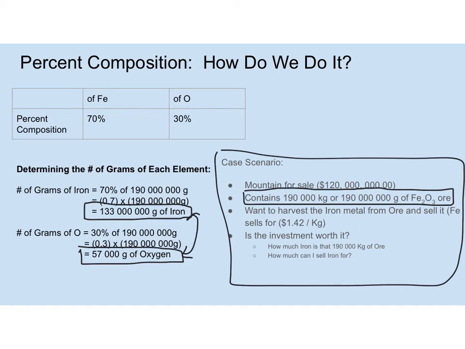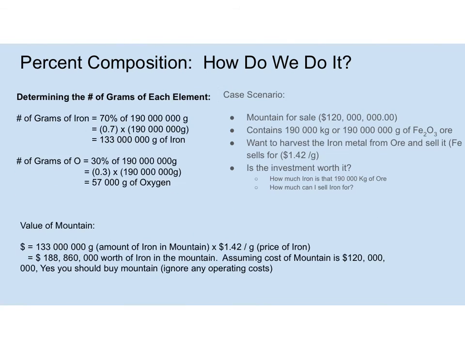So now we know how much iron we have, then we can say, if we're selling it for $1.42 per kilogram, I'll convert this grams to kilogram, and then I can figure out, is this investment worth it? I did some quick calculations down here. If you had 133 million grams and you could sell it for $1.42 per gram, the price of iron, and that's not the real price of iron, that would be a really high price, but we'll just pretend it was, then you would figure out that you had almost $189 million worth of iron in that mountain. Assuming that you could buy the mountain for $120 million, yes, you should probably buy the mountain.